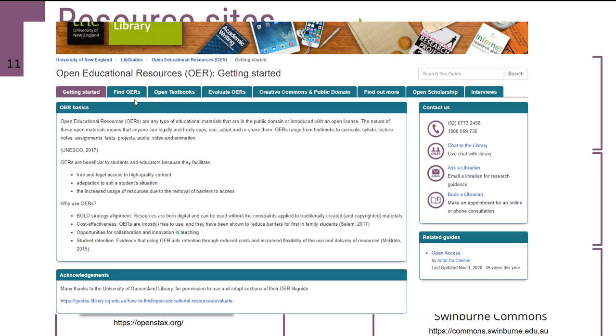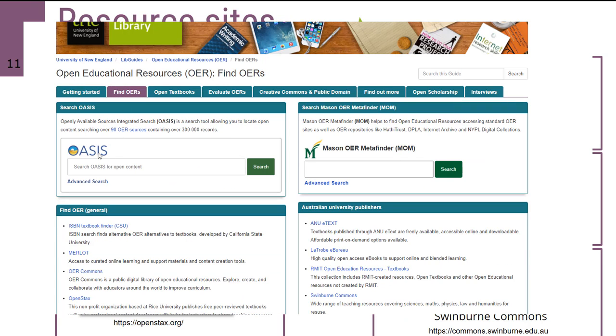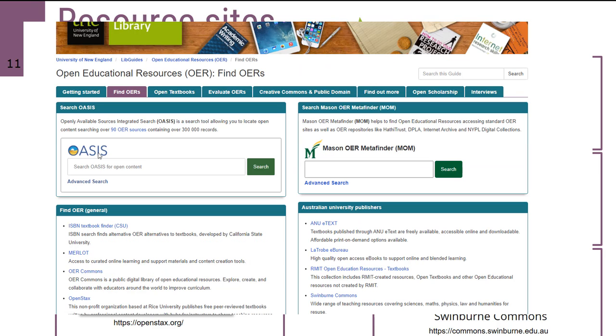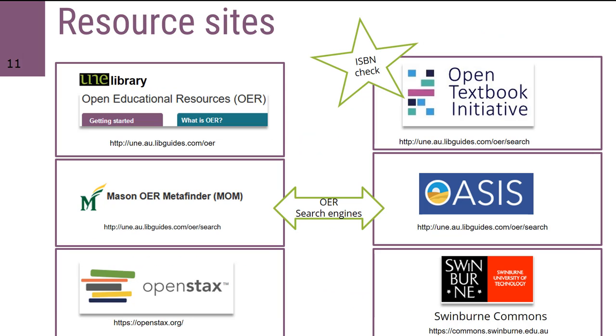And on these guides, particularly in the OER guide, you have access to the two major search engines which cover hundreds of different resource indexes around the world, providing you with all kinds of teaching materials that you can use. These are known as MERLOT and OASIS.